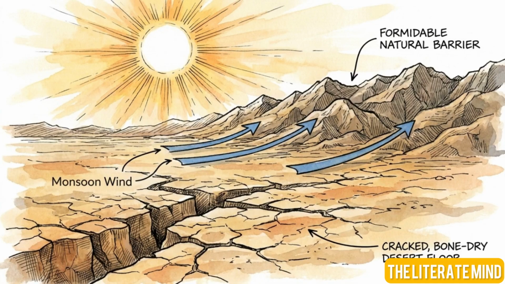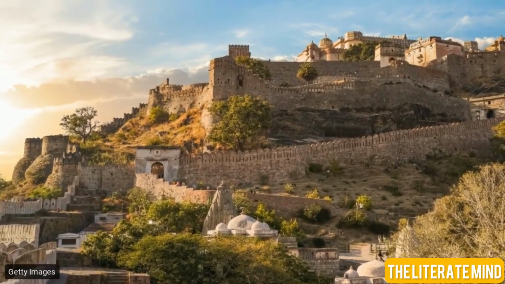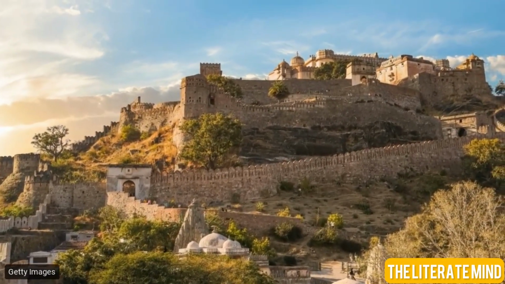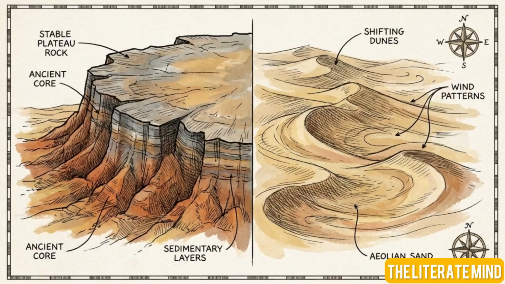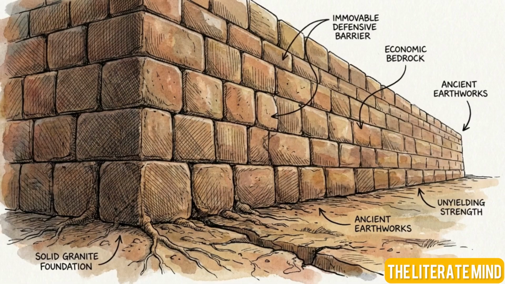Extreme heat, cold nights, and a lack of water turn it into a formidable natural barrier. Historically, this hostile terrain effectively protected the subcontinent's western flank, actively deterring military incursions. The southern plateau and the western desert operate on an entirely different set of rules from the volatile north. Together, they provide the hard, stable, defensive, and economic bedrock of the nation.